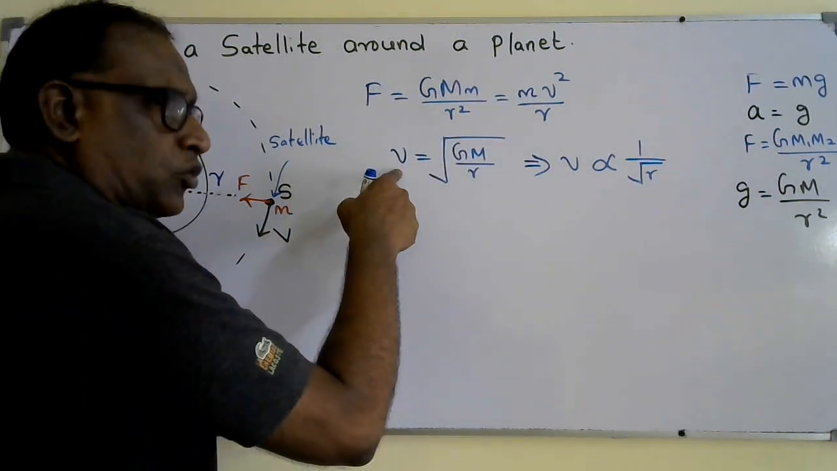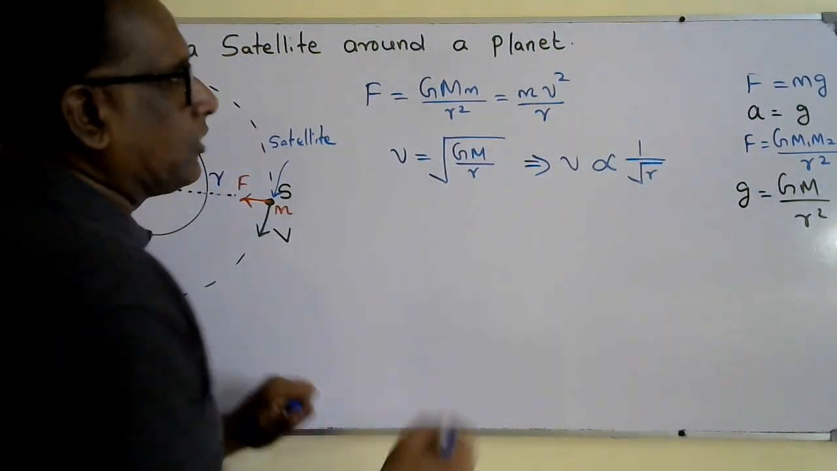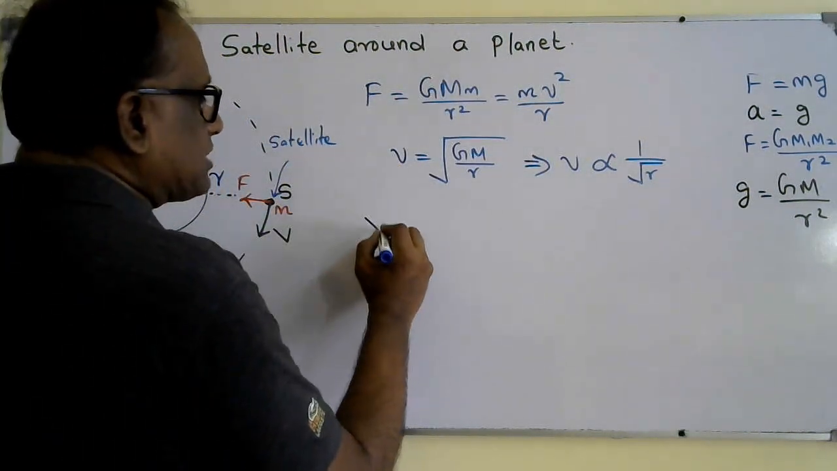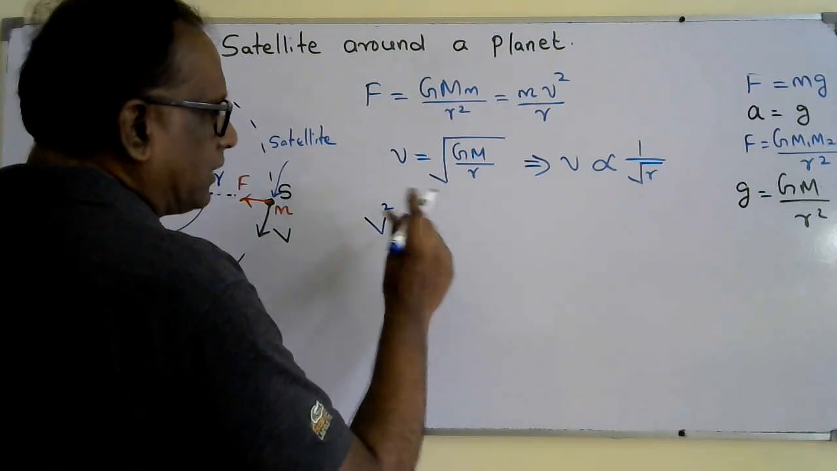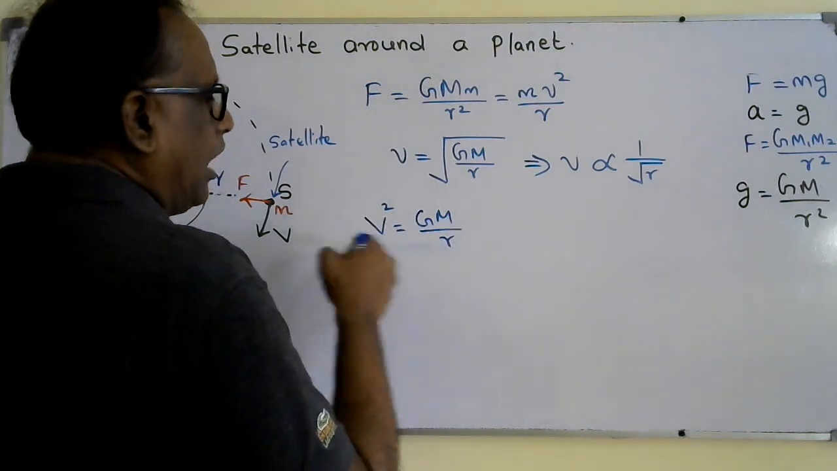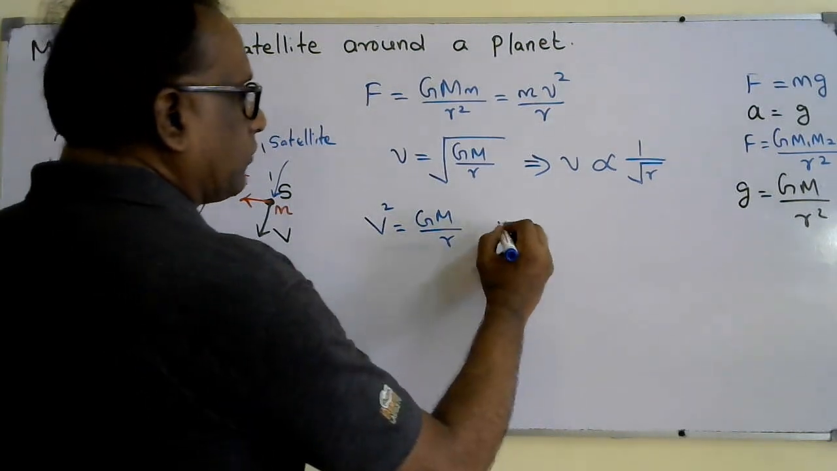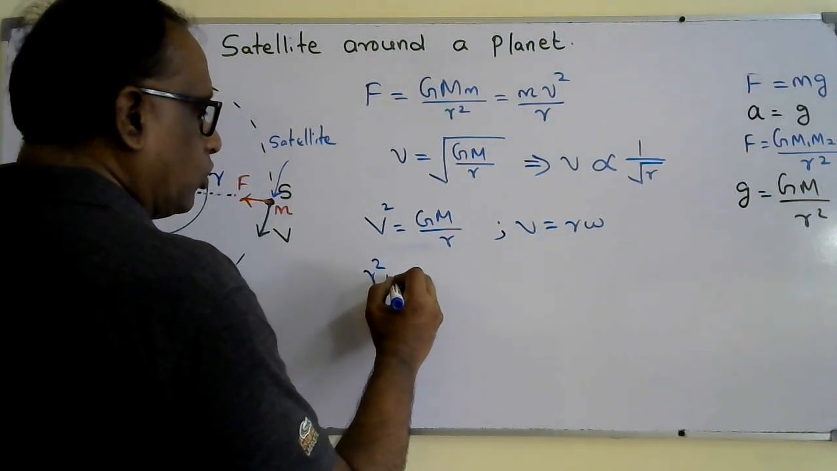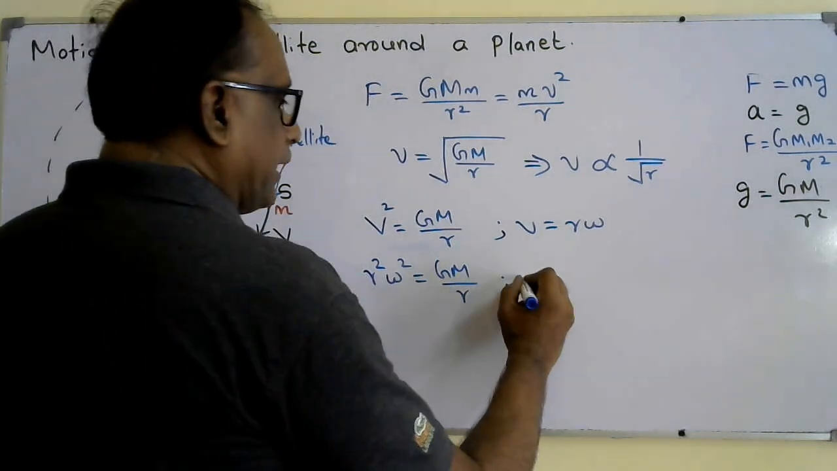Okay, so the same thing I can continue. If I want, I can say v equals r omega and get an expression, or substitute r omega squared here. Or I can say v squared equals GM over r. I take the square of it. But v equals r omega, which we learned in circular motion, so r squared omega squared equals GM over r.